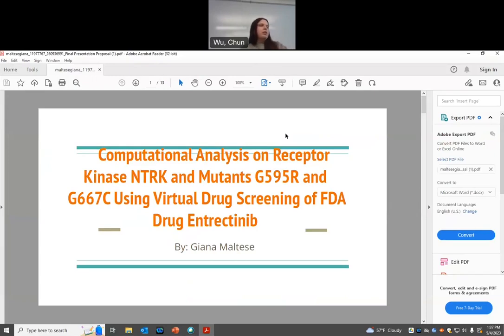This is the computational analysis on receptor kinase NTRK and the mutants that we found, G595R and G667C, using virtual screening of an FDA-approved drug, Entrectinib.